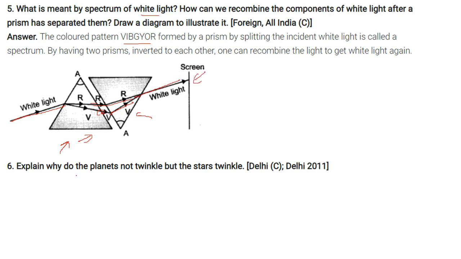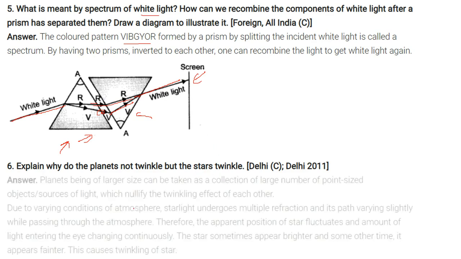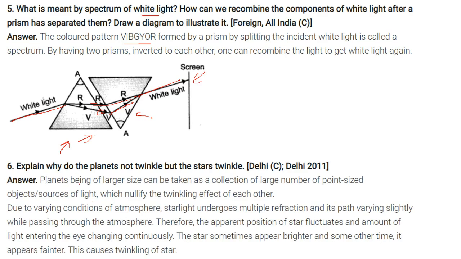Explain why do the planets not twinkle but the star twinkles? Why do these stars twinkle? Why not planets? See, planets are of larger size. Planets being of larger size, this can be taken as a collection of a large number of point-size objects or sources of light, which will nullify the twinkling effect of each other.